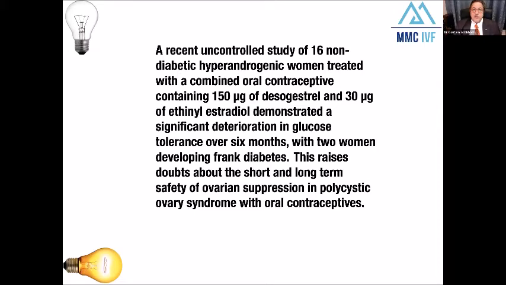And this study shows that 16 non-diabetic hyperandrogenic or PCOS women treated with combined oral contraceptive pill had significant deterioration in glucose tolerance, with 2 women even developing frank diabetes. So this raises doubts about the short and long-term safety of ovarian suppression with oral contraceptives. Today, we do not recommend steroid use once you have insulin resistance. It's common sense that in diabetes, you don't give steroids. It flares up the condition.